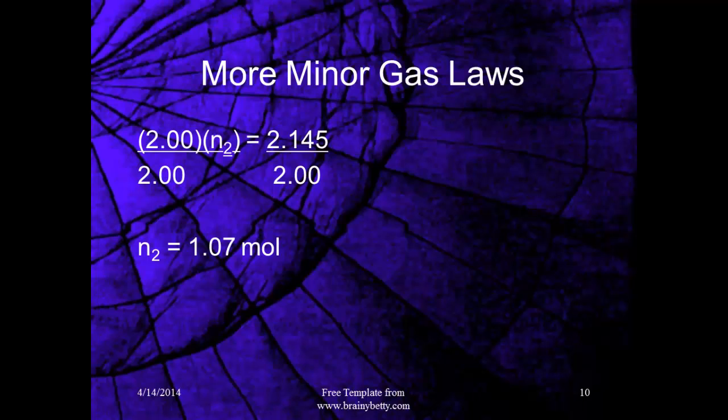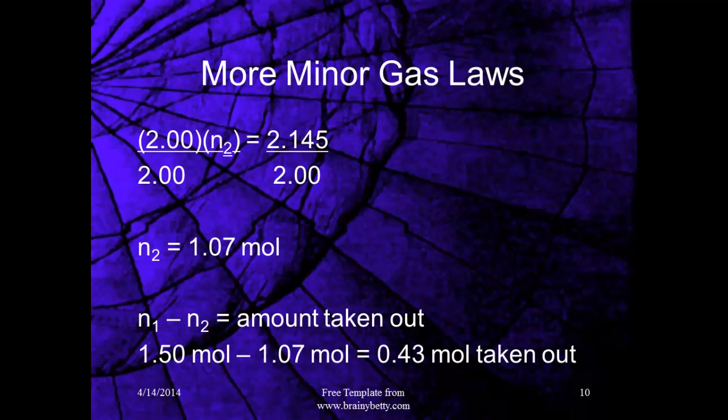What should we do to figure out how much was taken out? 1.50 minus 1.07. So on these, you have to be a little bit careful. Watch the wording. What does that question actually ask you for? N1 minus N2 will tell you how much gas was removed. So 1.50 minus 1.07. Remember, when you're subtracting, you count decimal places on your sig figs. So we'll keep 2 decimals. Final answer on this question is 0.43 moles were removed.